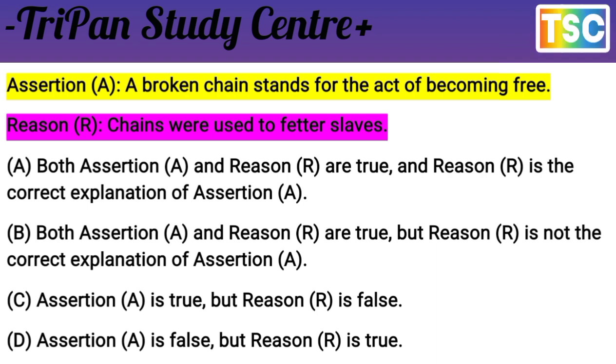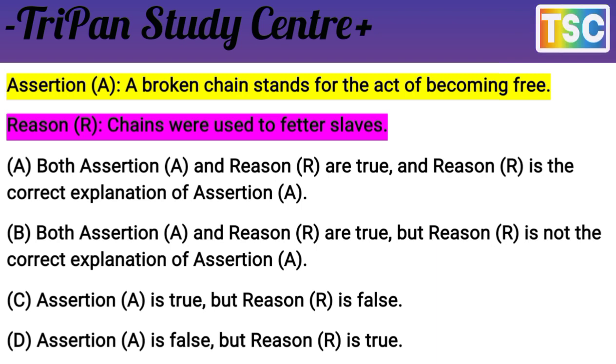First of all, you should understand one point here, because it is important for understanding this question. In the 18th century, the majority of men and women could not read or write. So they used a symbol, a broken chain. The significance is that chains were used to fetter slaves, and a broken chain stands for the act of becoming free.